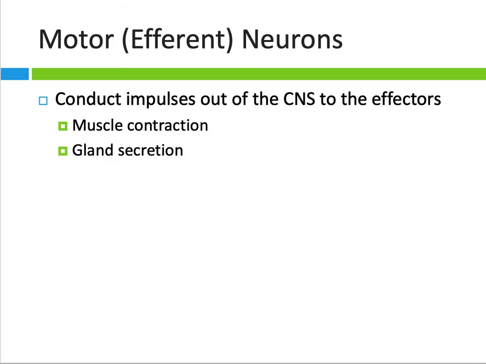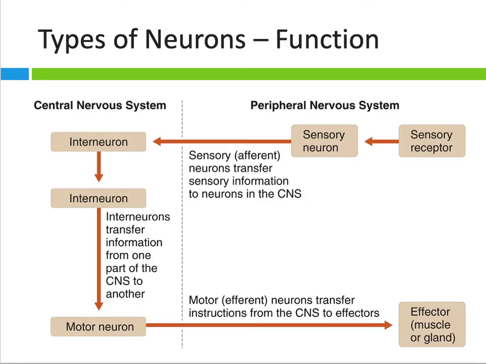Finally, we have motor or efferent neurons. These neurons are going to conduct impulses from the central nervous system to the effectors. Effectors are what carry out an action. These can either be muscle contraction or gland secretion. It can be skeletal, smooth, or cardiac muscle when we're talking about muscle contraction. But the motor or efferent neurons are passing this decision on to the effectors from the central nervous system.